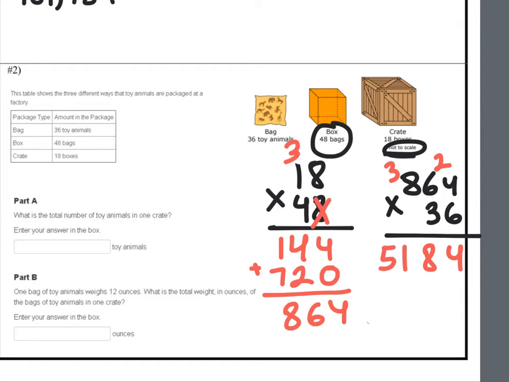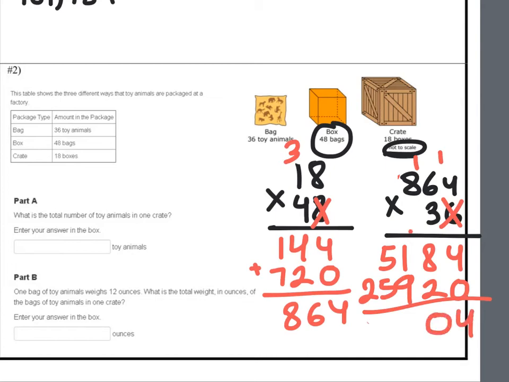Let's go ahead and erase these numbers up top. Let's go ahead and cross out the 6, place your 0. 3 times 4 is 12, carry the 1. 3 times 6 is 18, add 1 makes 19, carry the 1. 3 times 8 is 24, add 1 makes 25. Add those up. We know that 4 plus 0 makes 4, 8 plus 2 makes 10, carry the 1.